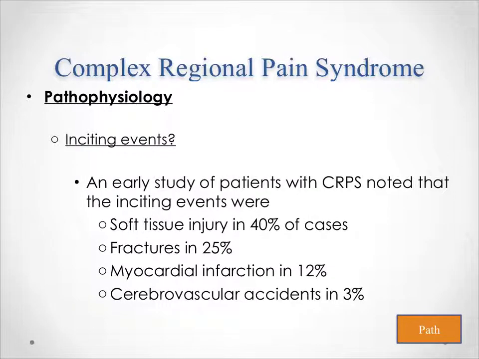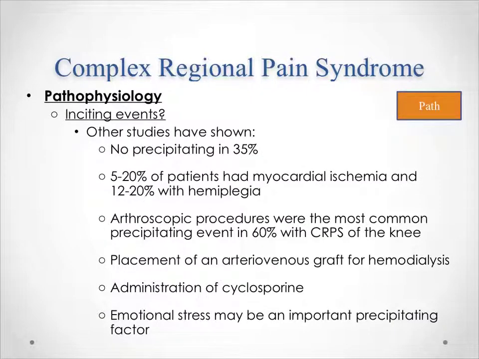Now, going back to what I mentioned earlier here, typically this follows an inciting event. Some studies were done on this, and they found that soft tissue injuries were present in about 40% of the cases of complex regional pain syndrome as the inciting event, fractures in 25%, myocardial infarctions in 12% of the patients, and a stroke in about 3%. Other studies in my research show that 35% of patients with complex regional pain syndrome had no precipitating event. Other data I found showed about 5 to 20% of patients had MIs, and about 12 to 20% had some type of hemiplegia, probably secondary to a stroke.